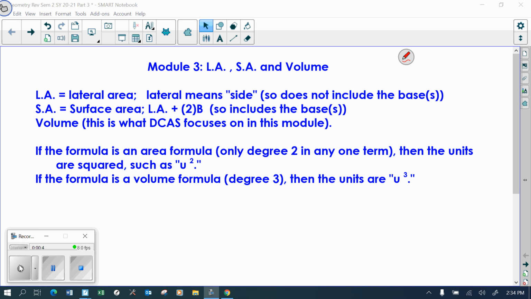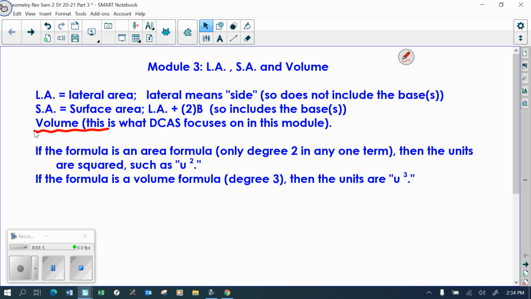Volume, this is what the DCAS focuses on in this module. So I usually do mod 3 last because there's the least amount on it on the DCAS. This year in the first semester 404, I spent a lot longer on it. We did lateral area, surface area, and volume. Probably from now on, I'll just focus on the volume, so that's the only part that's on the DCAS. Lateral area and surface area, they expect you already know from middle school. It's taught in 8th grade math.